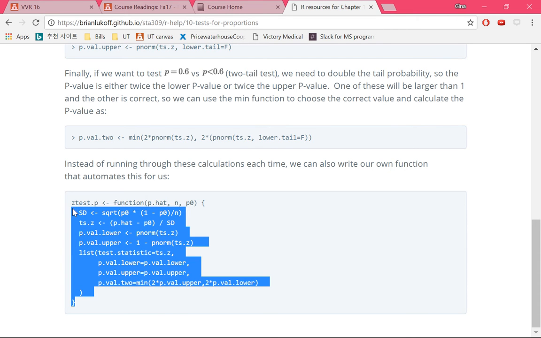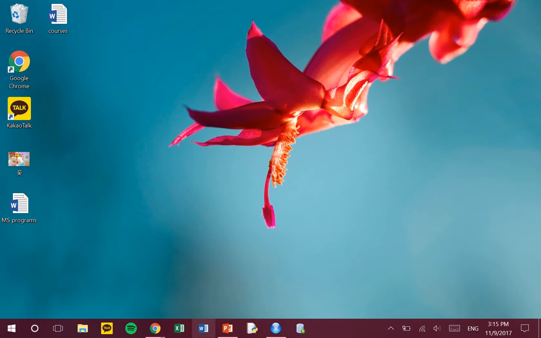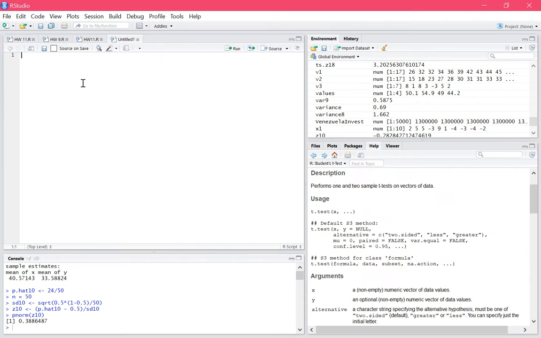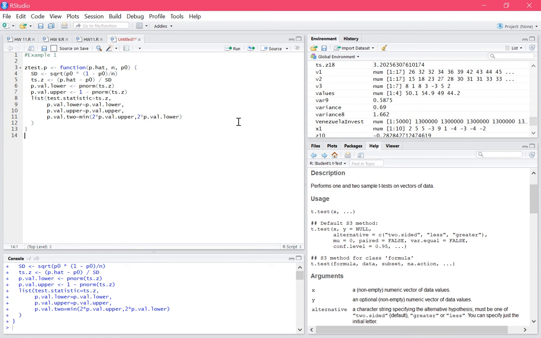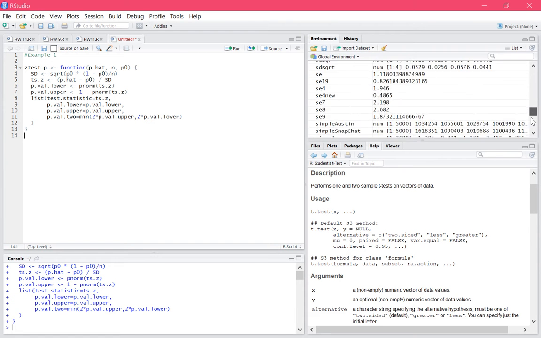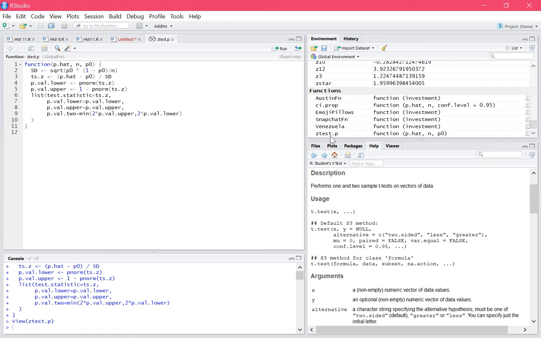So I'm just going to copy this whole thing onto my R. This is going to give us our function, so I'm going to run that. After we run that, we're going to find this z-test function. Do you see this one right here? This is our function that's loaded onto RStudio, and it shows us how we're going to use it. In the parentheses, we're going to have p hat, n, which is the sample size, and p naught, which is our true proportion.